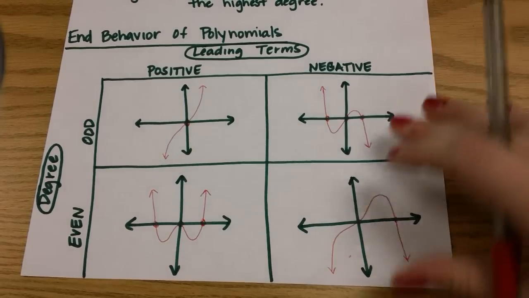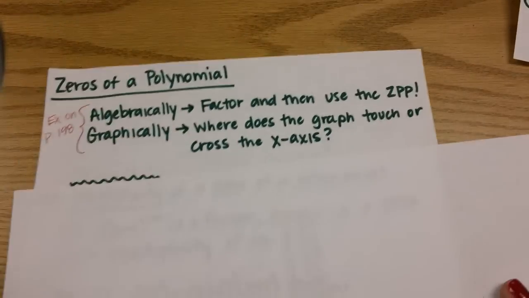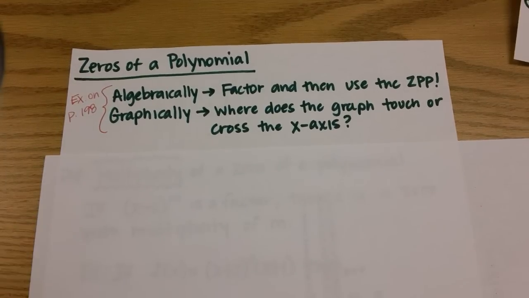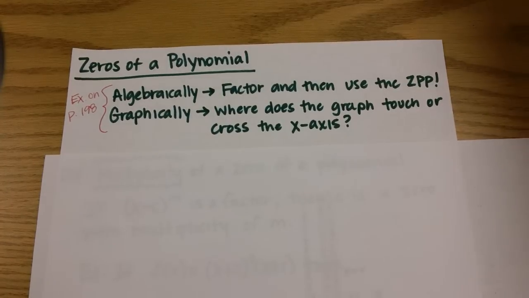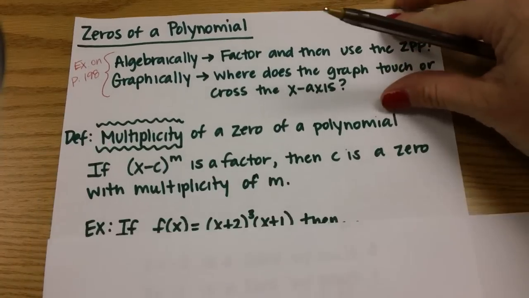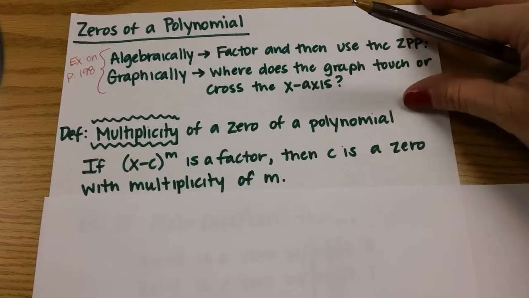All right, the next thing that we need to talk about is the zeros of a polynomial. There's a good example on page 198 showing you how to find the zeros of a polynomial, either algebraically, where you factor and then use the zero product property, or graphically, where you basically look at the graph and see where it touches or crosses the x-axis. Okay? What we are going to talk about next is called multiplicity. This is going to help us talk about the zeros of a polynomial.